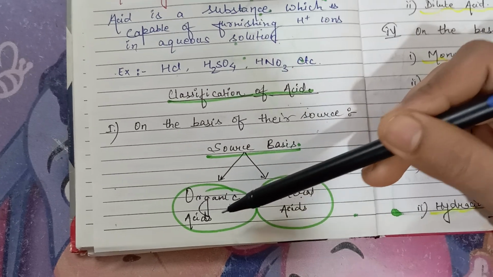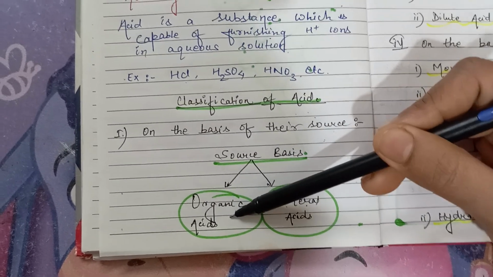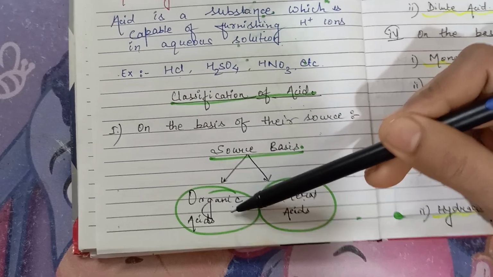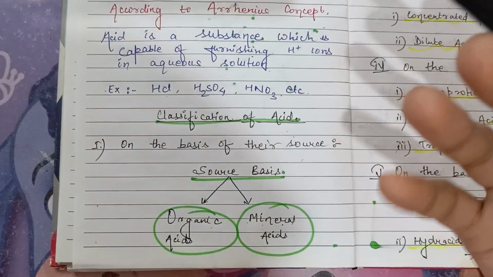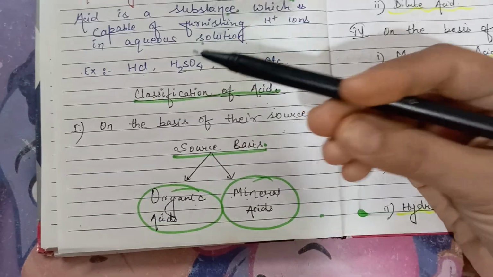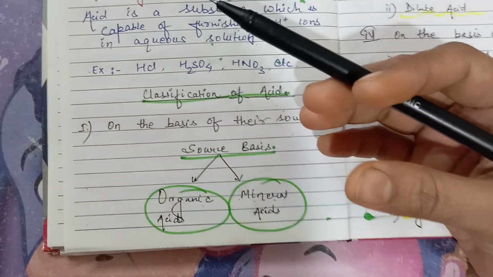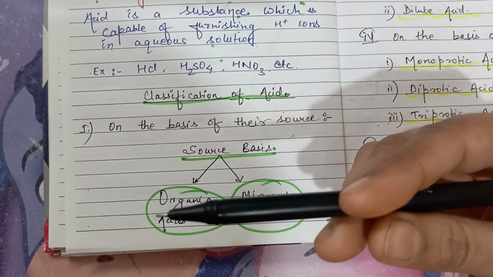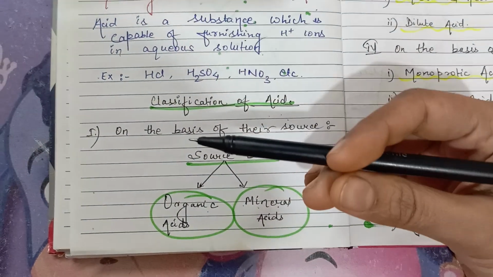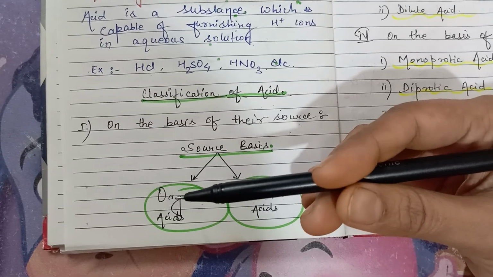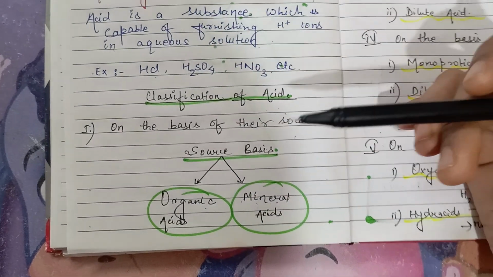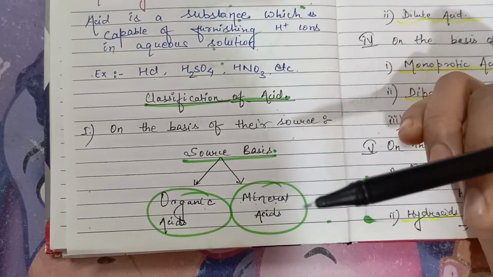Acetic acid is present in vinegar. Ascorbic acid. Ascorbic acid is present in all the citrus foods and tomato and lemon. And now tartaric acid. Tartaric acid is present in tamarind.